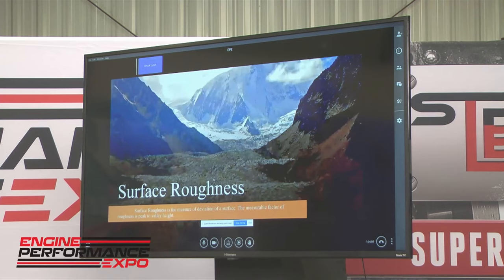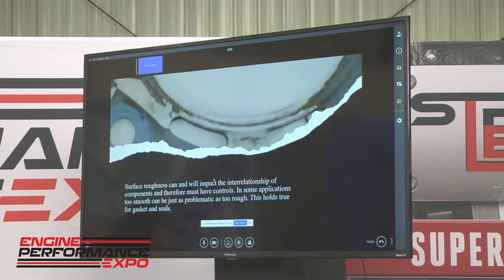So surface roughness, I thought this was a fitting image. At the huge level, we always talk peaks and valleys, and it's something we can relate to, in the topography around us. So again, surface roughness is the measure of deviation of a surface. The measurable factor of roughness is peak to valley height. Surface roughness can and will impact the interrelationship of components and therefore must have controls.